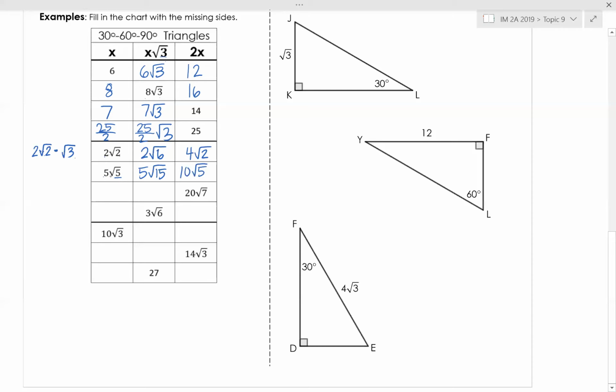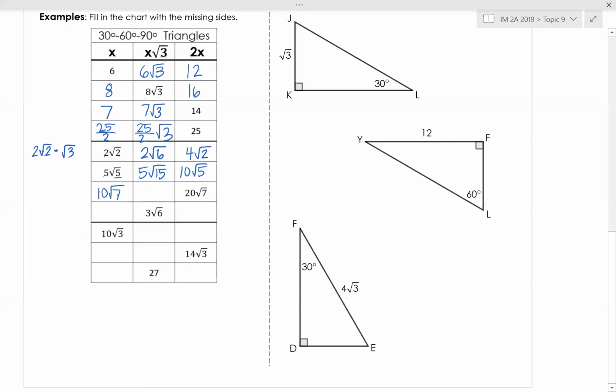So if I think about that relationship, right, I multiplied by 2 to get the hypotenuse. That means I'm going to divide that number in front by 2 to get the value for x. So if I have 20 times the square root of 7 as my hypotenuse, that means 10 times the square root of 7 is the short leg.